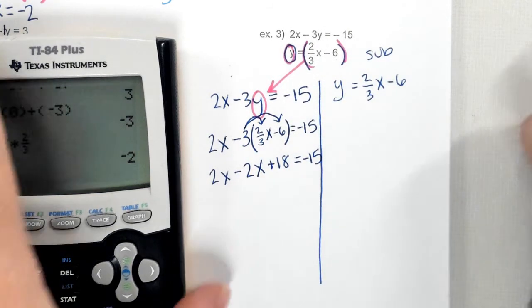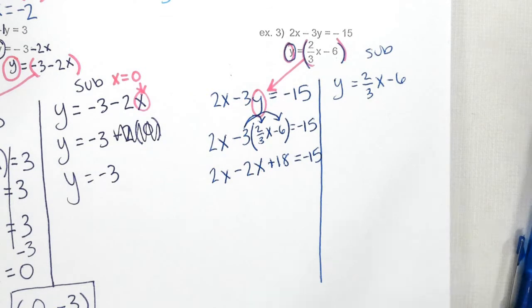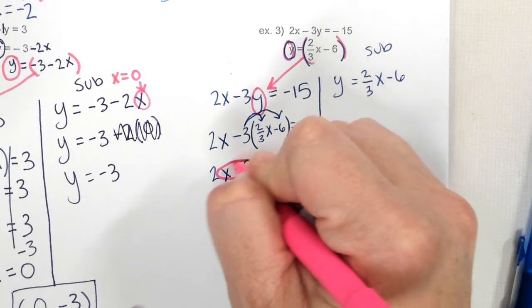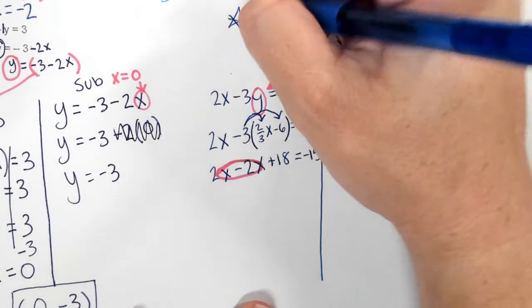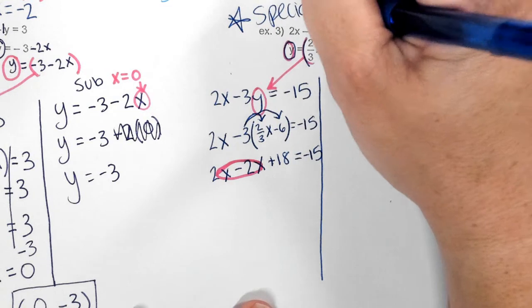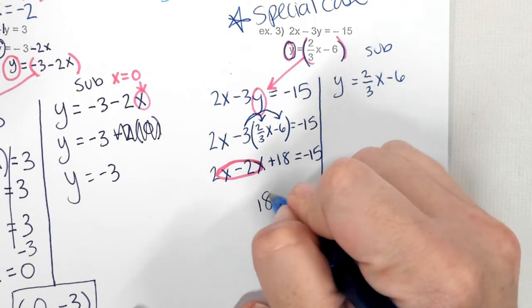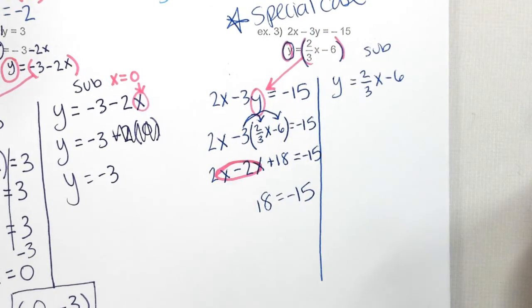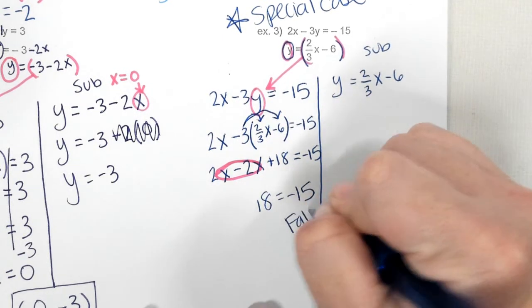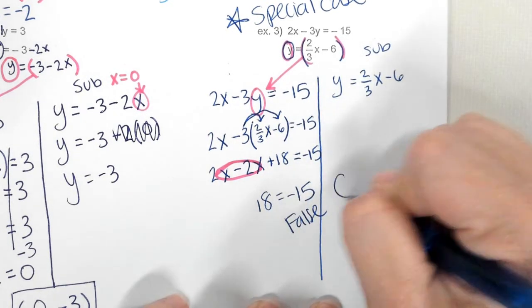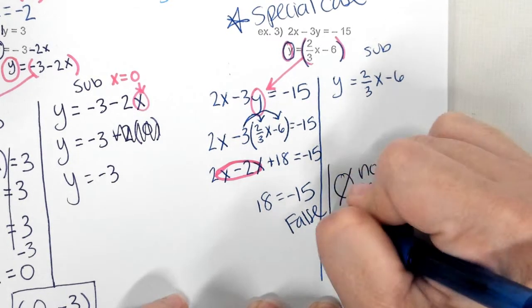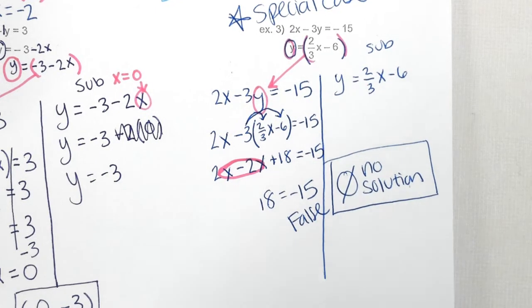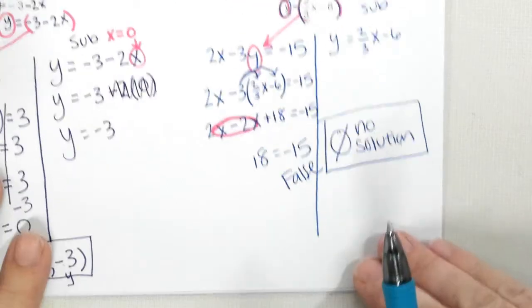What happens? The x's cancel out. And do I have any variables left? When your variables are gone, that's what makes it a special case. Because now I have 18 equals negative 15. Is that true or false? False. So what do you think your answer is? No solution. Any questions with that?